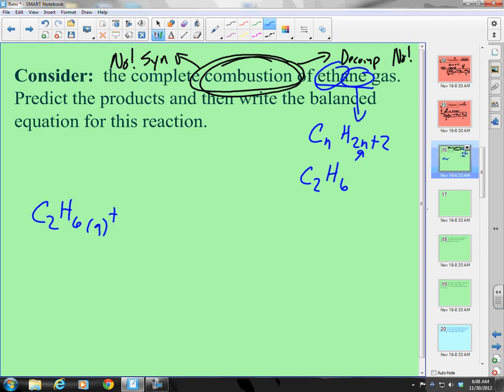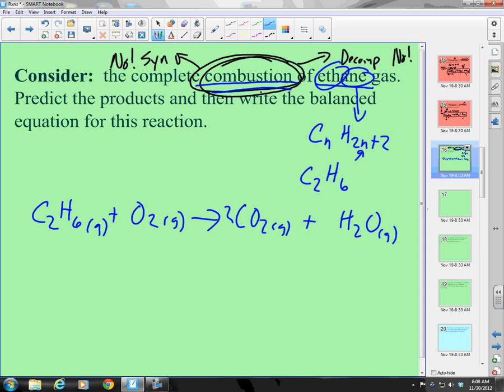And what does it react with? Well, it's combustion, so that means it's going to react with oxygen gas. And what's it going to form? Carbon dioxide gas plus water vapor. Good. Now let's balance this. I have 2 carbons, so let's put a 2 here. I have 6 hydrogens, so let's put a 3 here. Now let's take a look at my oxygens. 3 times 1, so I have 3 here.